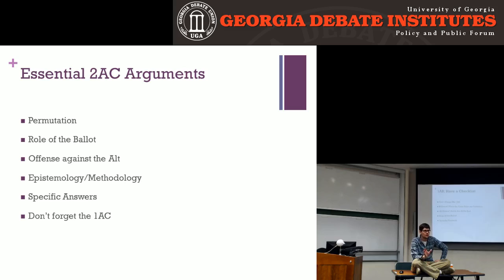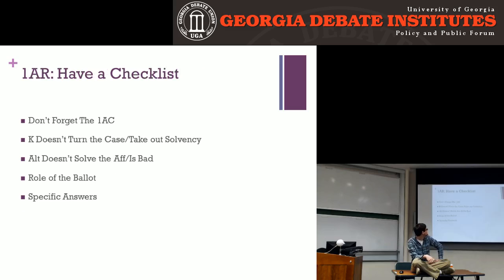So in the 1AR is where you deal with those tricks, but you're also carrying forward your reasons to vote affirmative and carrying forward your specific answers. So again, don't forget about the 1AC. Right? You want to continually be reminding the judge that the reason they vote affirmative is because your 1AC is presenting some good arguments and not getting, you know, sucked into a debate about the merits of their particular criticism.